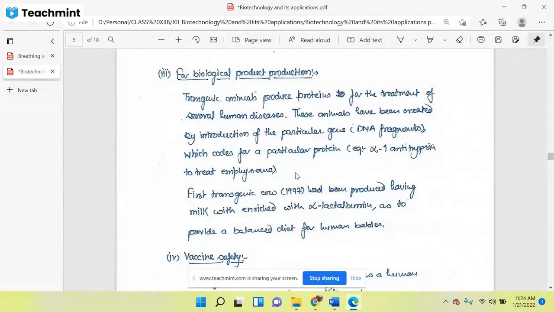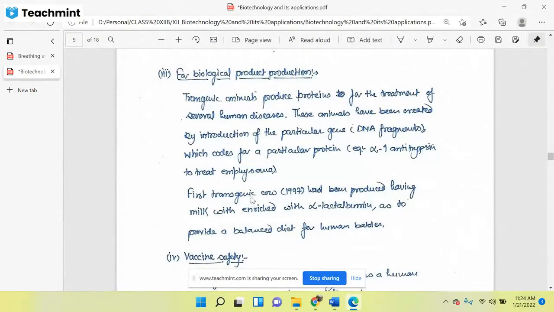So emphysema is a disease in which this particular protein will be utilized. For this protein, alpha 1 antitrypsin, there is some gene. We will put that gene in a transgenic animal, and that transgenic animal will start producing this protein. We will collect the protein from the mice or rabbit or any other transgenic animal, and we will take this protein as a treatment molecule to treat this disease, emphysema.